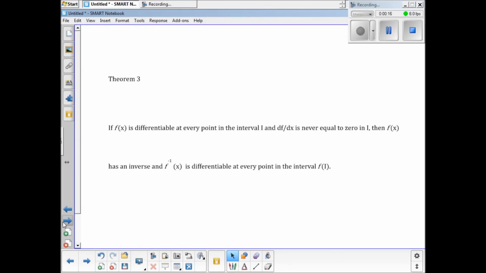If f of x is differentiable at every point in the interval I, and df dx is never equal to 0 in I, then f of x has an inverse, and f inverse of x is differentiable at every point in the interval f of I. Please take a moment and copy this down.